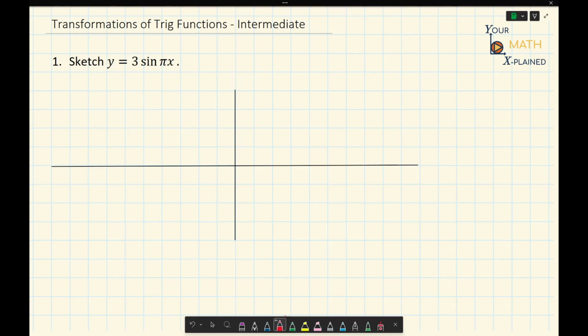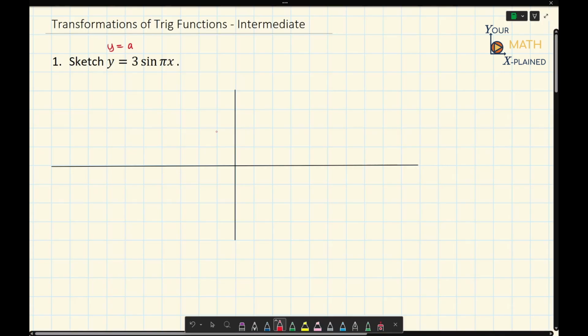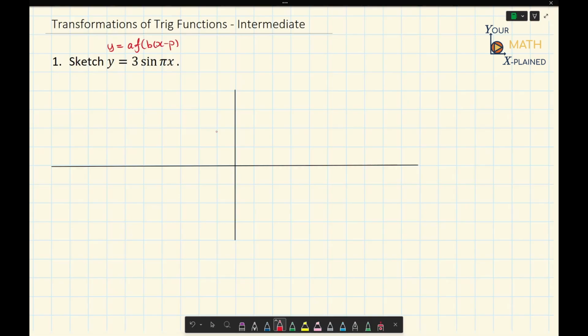We want to sketch the graph of y is equal to 3 times sine pi x. So a quick refresher, the general form is y is equal to a times f of b times (x minus p) plus q. So here, our a value is 3, which is the amplitude, and our b value is pi, our p value is 0, and our q value is also 0. So this tells us we have no horizontal and no vertical translations.